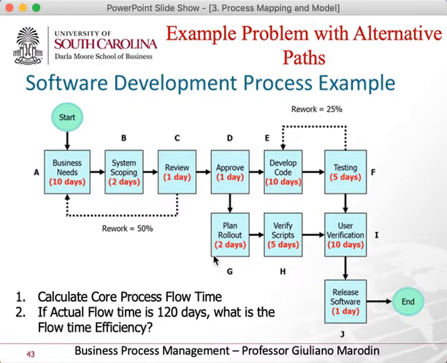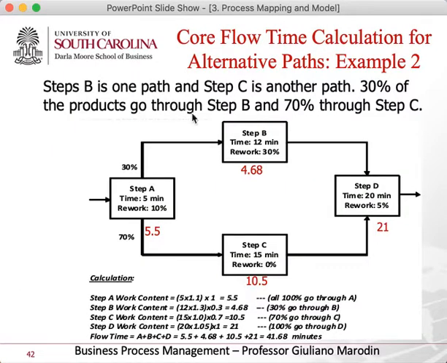So what does it mean to have an alternative path? Let's say that I have, again, the same process steps that we looked at before, but this time, if it goes to process A, which takes 5 minutes, same rework 10%, same total work time or work content of 5.5. Now, 30% of our products go this way, 70% go this way. Okay, so none of them go in parallel at the same time. They either go here or here.